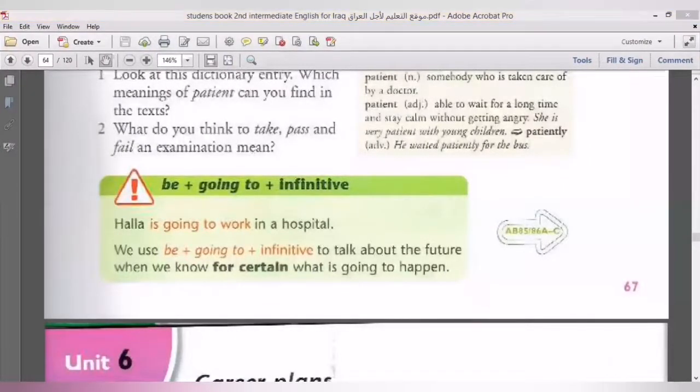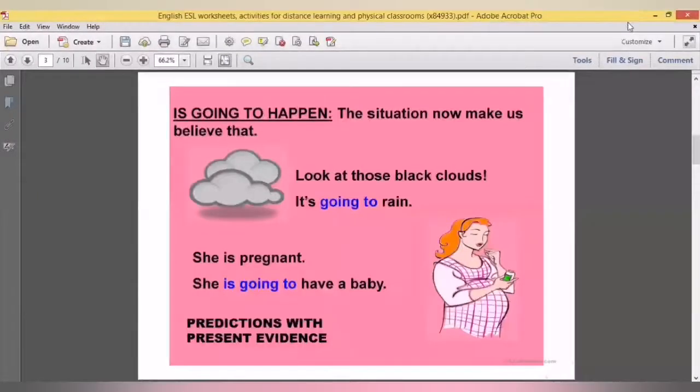Just like this here, the situation now makes us believe that something will happen. For example, when you see clouds, you say that it's going to rain, because of the situation you are in, when you look and see the clouds, you are sure that it is going to rain. So you have to use the be going to construction, right?